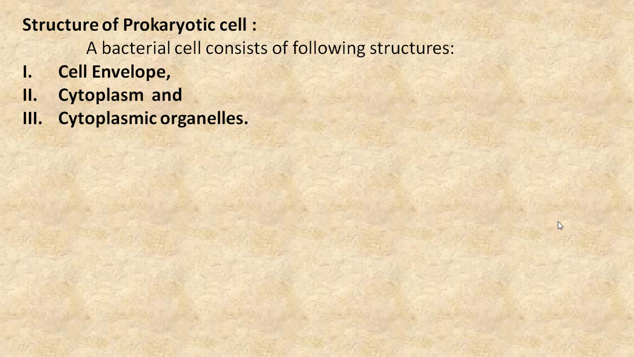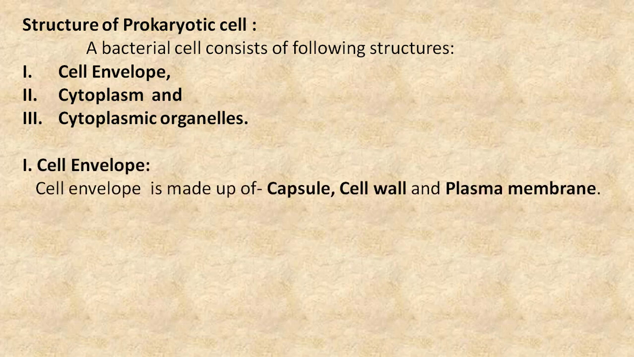Now we will see the detailed structure of prokaryotic cell. A bacterial cell consists of following structures. First, cell envelope. Second, cytoplasm. And third, cytoplasmic organelles. Now we will see each of these one by one. First, cell envelope. Cell envelope is made up of three coverings: capsule, cell wall, and plasma membrane.